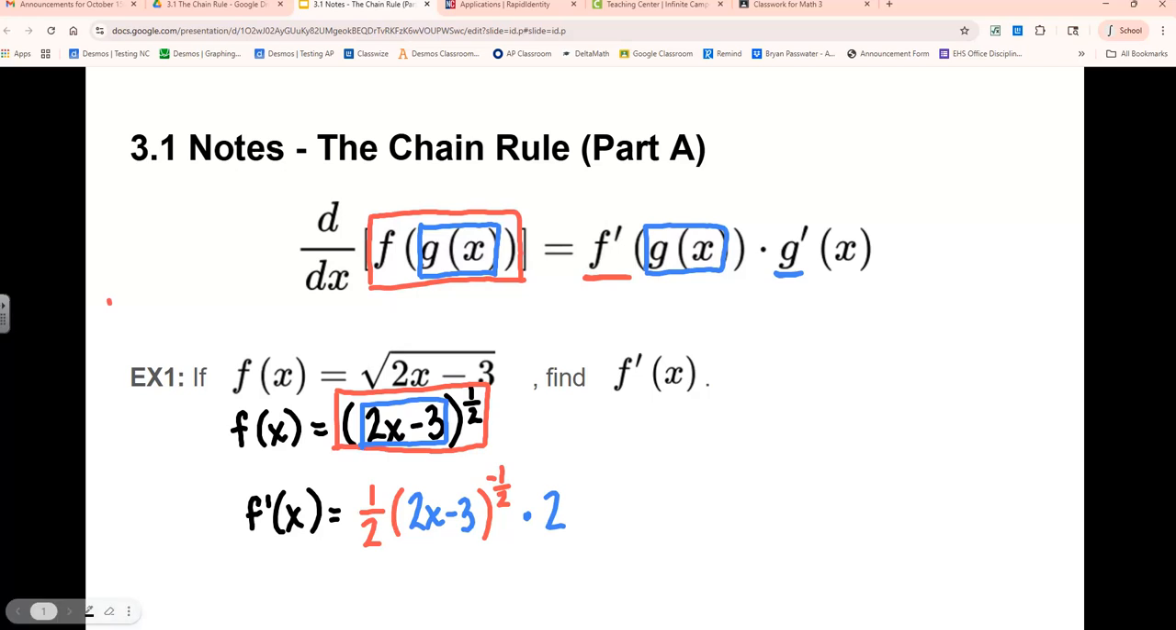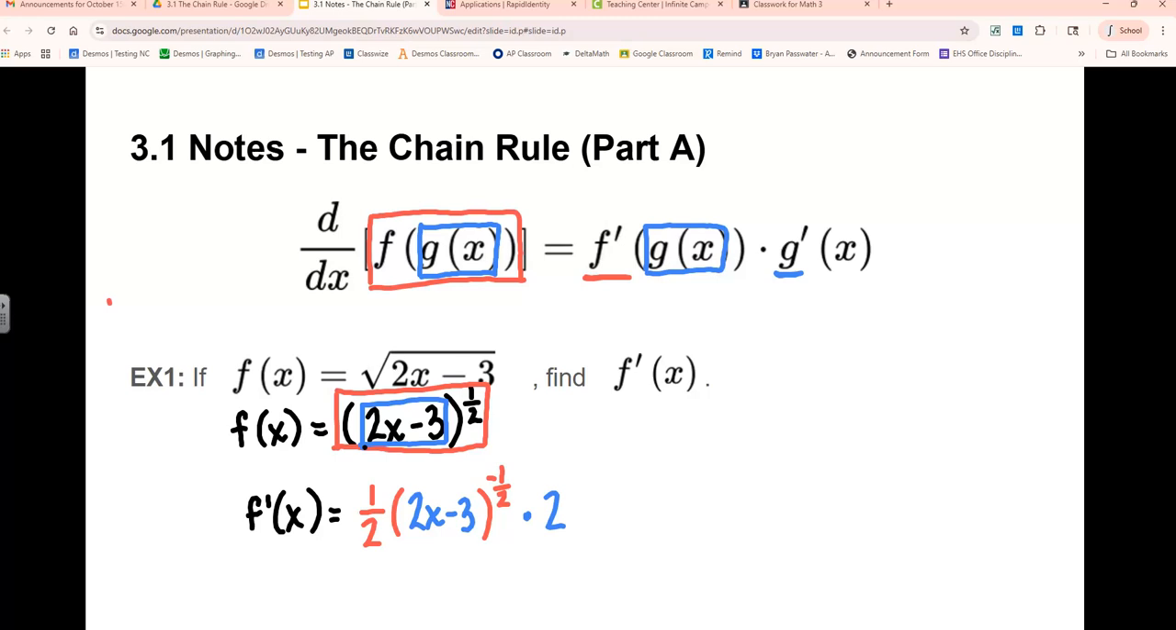So like this first part with the 1/2, you're basically doing the same thing as if it was x to the 1/2. Exactly. It's the whole thing. So treat whatever's in that blue box right there like it's just an x for now, although we are going to write 2x minus 3. And then the second part is to multiply by the derivative of whatever the blue box is there.